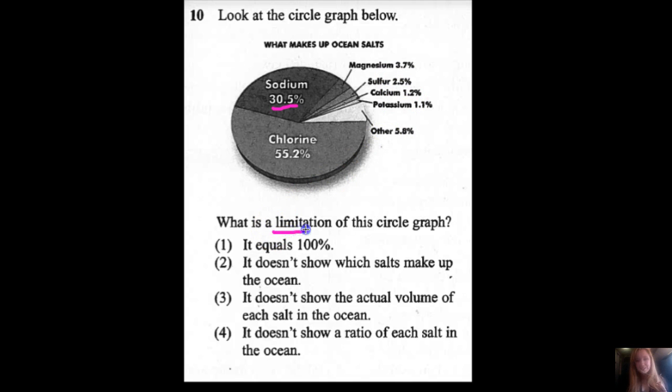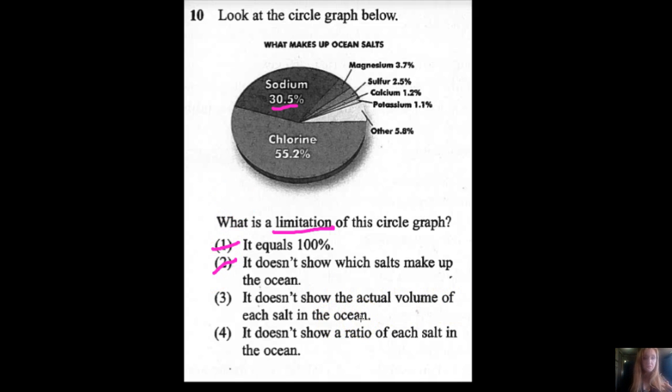What is a limitation of the circle graph? Huh. All right, a limitation. Well, it equals 100%. Is that a limitation? No, there's not a limitation. The limitation means something that like hinders it from being better. It doesn't show what salts make up the ocean. It says what makes up ocean salts. Pretty sure it does. It doesn't show the actual volume of each sea salt in the ocean.